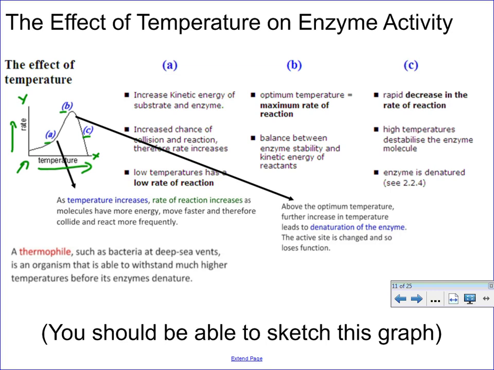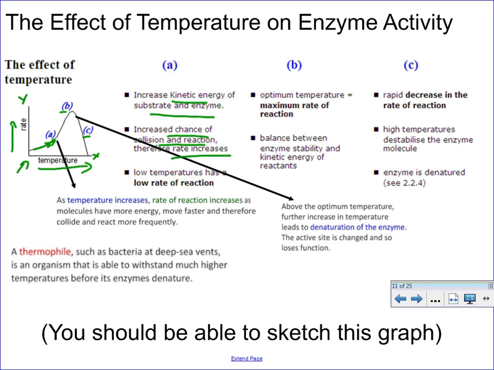At point A, where the temperature is rather low and is increasing, that increase in temperature increases the kinetic energy of the substrate and enzyme. With that increased kinetic energy, you increase the random motion of both enzyme and substrate, and so you get an increased chance of collision and reaction. This causes an increase in the rate.